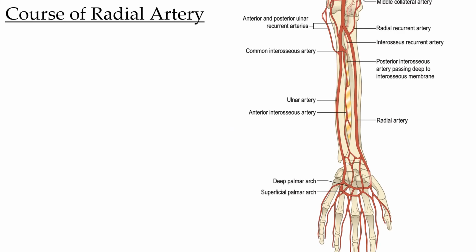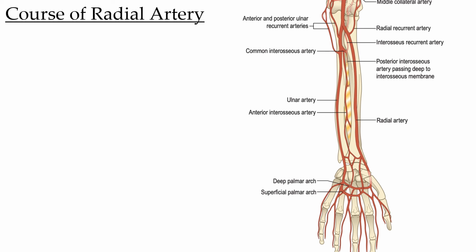Deep palmar arch is primarily formed by the deep branch of radial artery from the lateral side, and from the medial side it is contributed by the deep branch of ulnar artery. Radial artery in the lower part of the forearm at the level of distal border of pronator quadratus gives a branch, palmar carpal branch, which forms palmar carpal arch. Then it gives a branch named as superficial palmar branch.